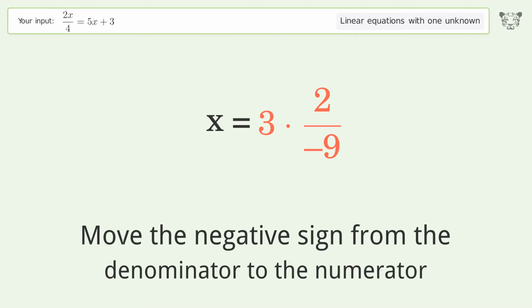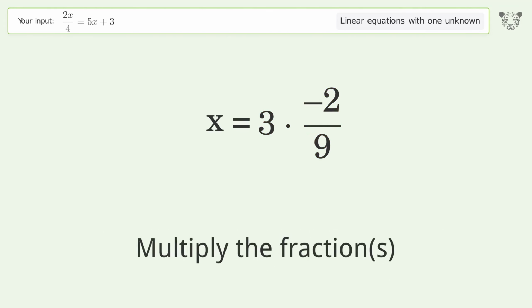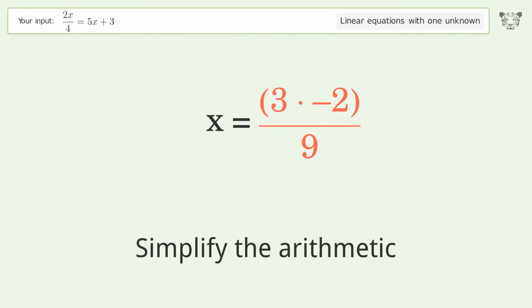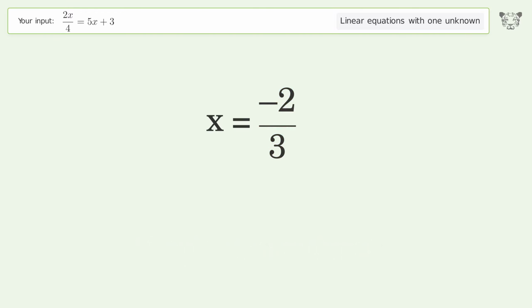Move the negative sign from the denominator to the numerator. Multiply the fractions. Simplify the arithmetic. And so the final result is x equals -2/3.